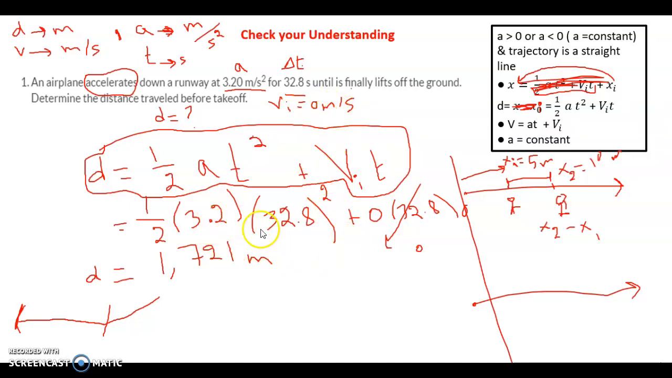So half times 3.2 times 32.8 squared. On the calculator, 32.8 squared, the answer times 3.2 times half, so it's 1721 meters.